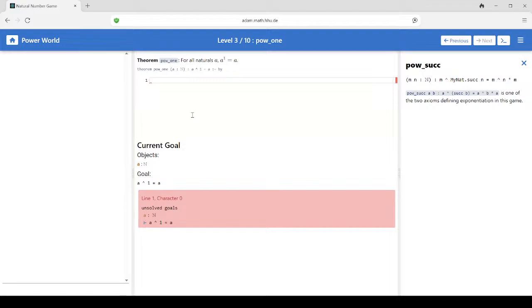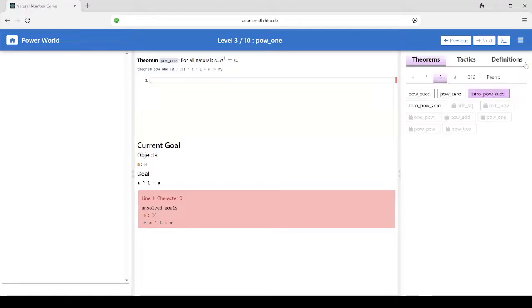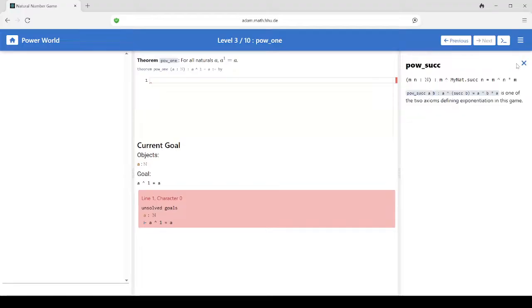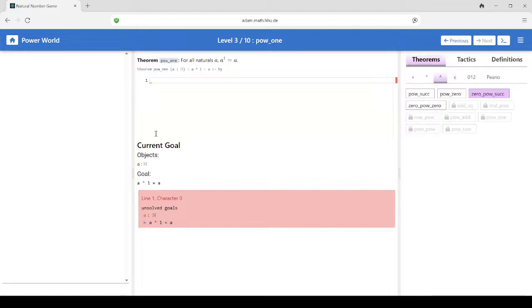Next, we get no messages. I think the pink one is the one we just proved recently. Although 0 to the 0 power equals 1, in this game 0 to the n power equals 0 if n is greater than 0, if n is a successor. Okay, sure.